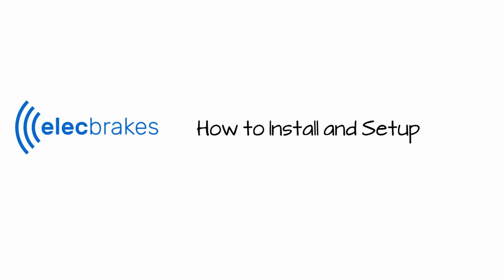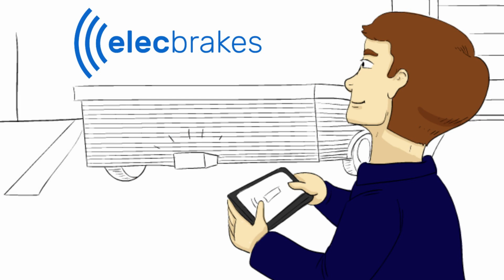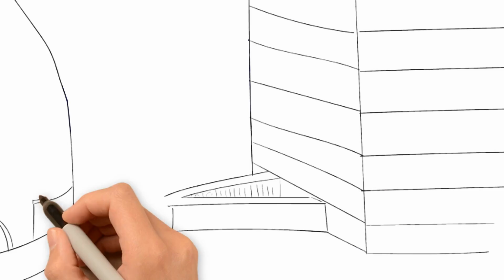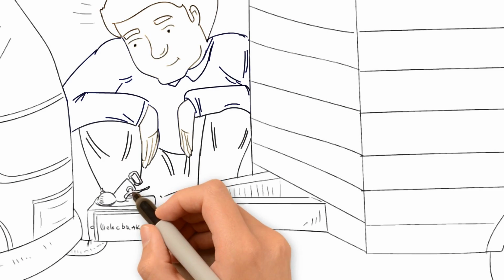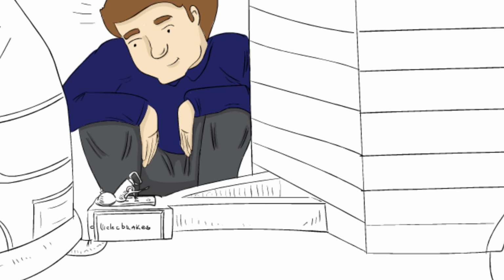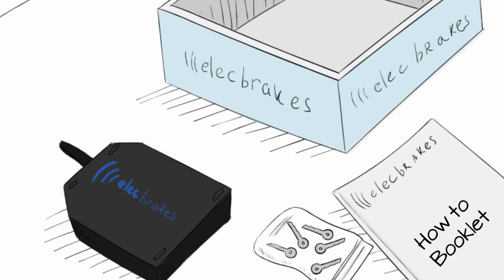This section is how to install and set up. ElecBrakes is a wireless electric brake controller fitted to your trailer, not your car. Having an ElecBrakes unit will allow any vehicle with the correct towing capacity to tow the trailer the unit is attached to. Everything you need to attach the ElecBrakes unit to the trailer is in the box.